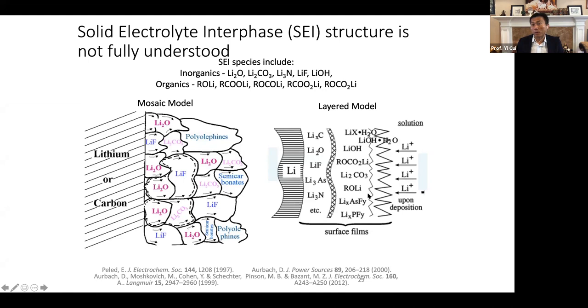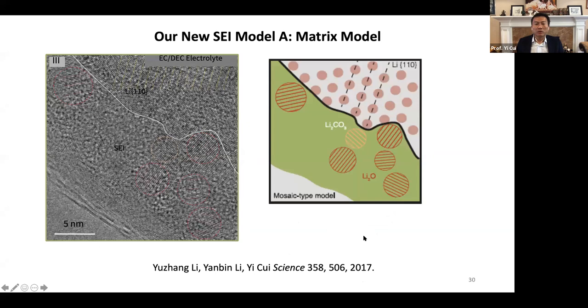So Yuzhang and Yanbing went in and asked, what's the structure? Under the cryo condition in the Titan microscope, they were able to resolve a metallic lithium dendrite. You see this beautiful layer of surface, observed for the first time, about 20 nanometers thick. This is in ethylene carbonate, diethyl carbonate electrolyte. It consists of inorganic particles like lithium oxide and lithium carbonate embedded in an amorphous matrix of mostly organics. So this is exciting, it sounds like a mosaic model.